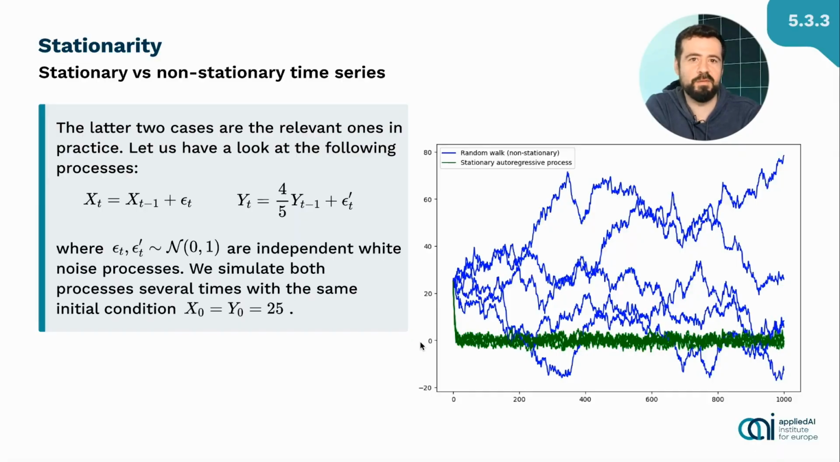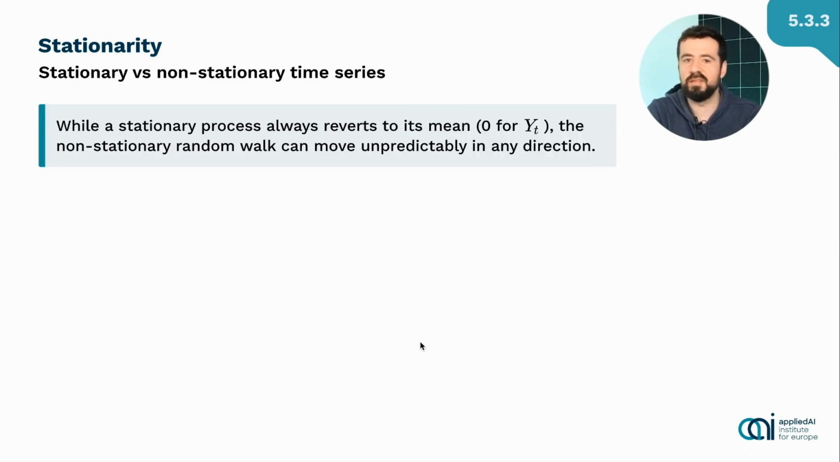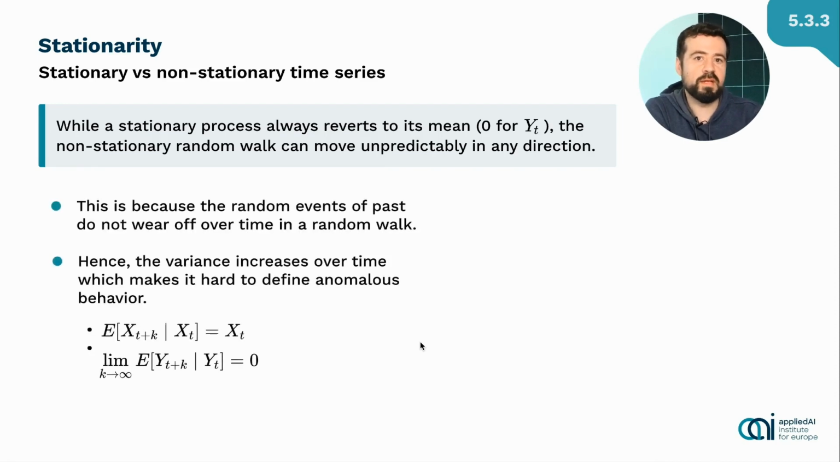So let's summarize what we've seen in the image. First of all, the stationary process was very well behaved and quickly reverted back to the mean of 0. The non-stationary process can move in very unpredictable ways. The reason for that is that for a random walk, we just start off with the value that we assumed at the time step before, and then do some random movement. While in the stationary process, where this value of phi is smaller than 1, the effects that we've seen in the past wear off over time.